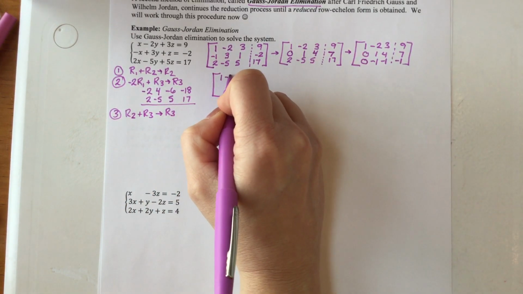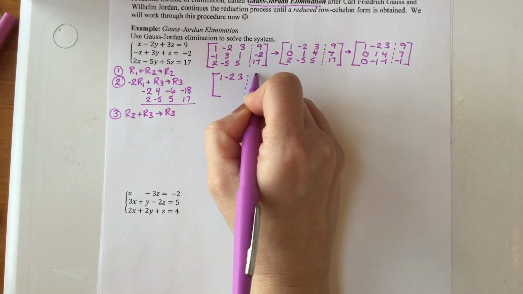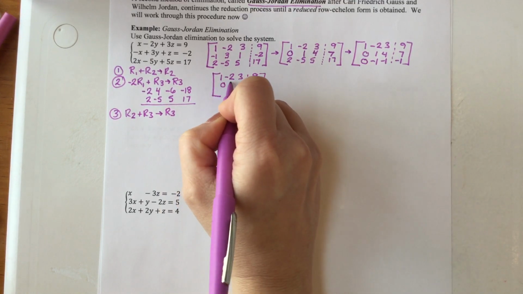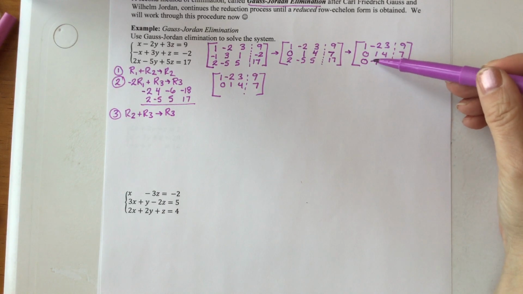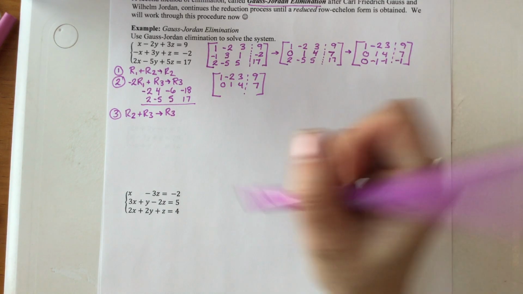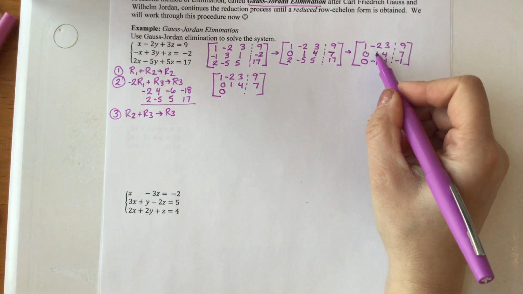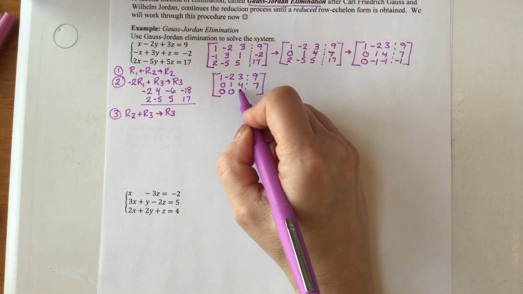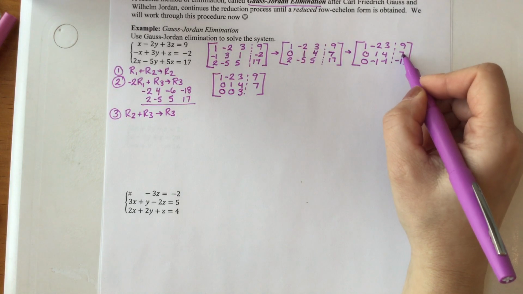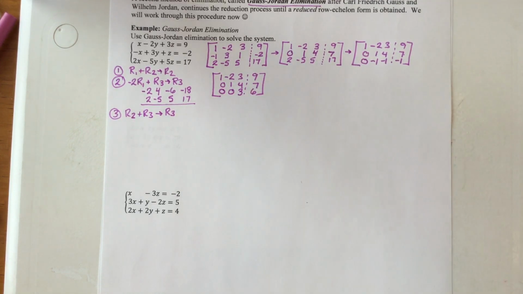So I'm keeping the top row again. That stays the same. I'm keeping the middle row the same. To get my new row 3, I'm going to add these. 0 plus 0, this is 0. 1 plus negative 1, that's 0. 4 plus negative 1, that's 3. 7 plus negative 1 is 6.